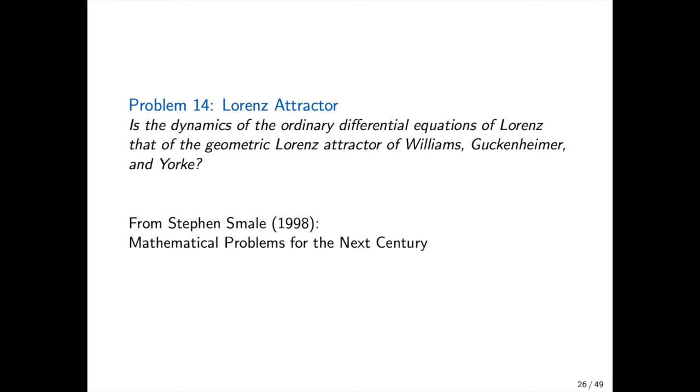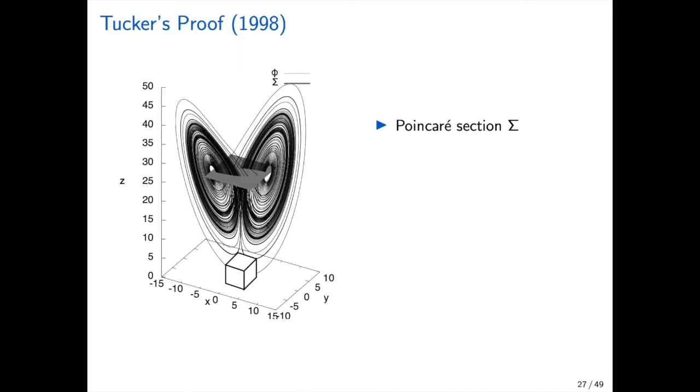Smale's 14th problem is whether the behavior of the geometric attractor is the same as the real one. And Tucker's proof from 1998 is actually quite similar to the geometric proof in a way. He analyzes the Lorenz attractor by introducing a Poincaré section here and then studying the dynamics on this Poincaré section. What does it mean?